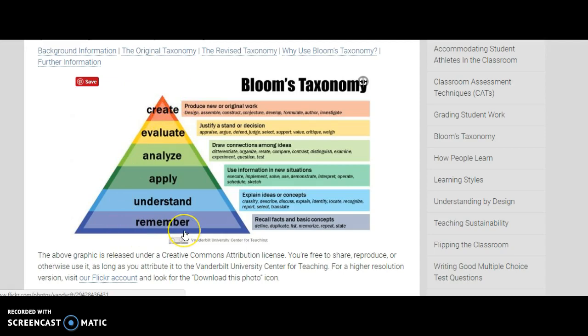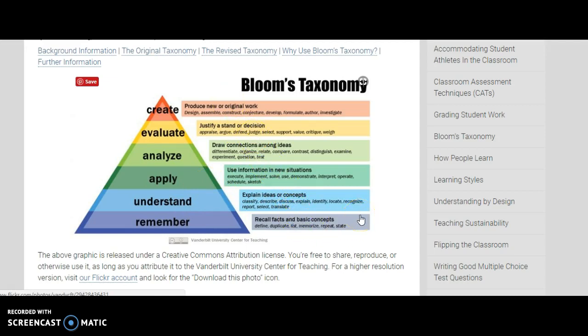Remembering something is easiest, let's say, cognitively. And some of the verbs that go along with that are define, duplicate, list, memorize, repeat, or state. Next, the next level is understanding, because that's a little bit harder for your brain to do, right? So you're going to classify, describe, discuss, explain, identify. Look at all these great rich verbs in here. These are what you use to write outcomes or learning objectives, these Bloom's taxonomy words.